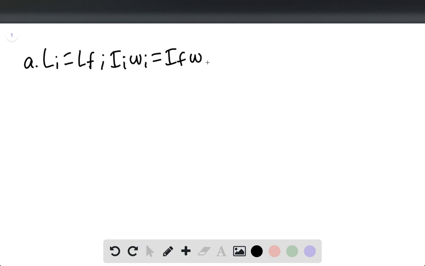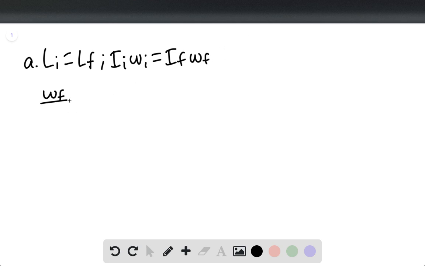So here we're trying to find the final angular velocity of the sun, as well as the ratio of the final kinetic energy and the initial kinetic energy. So for part A, we can use the conservation of momentum. So we can say that this is going to be I initial, the moment of inertia, times omega initial. This will equal the moment of inertia final times omega final.